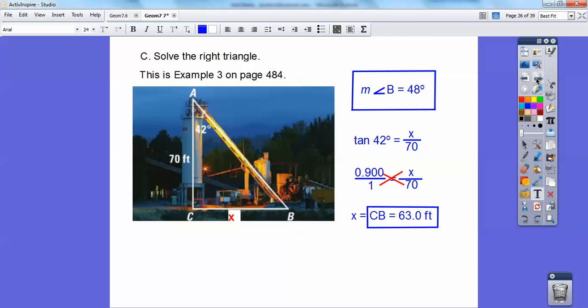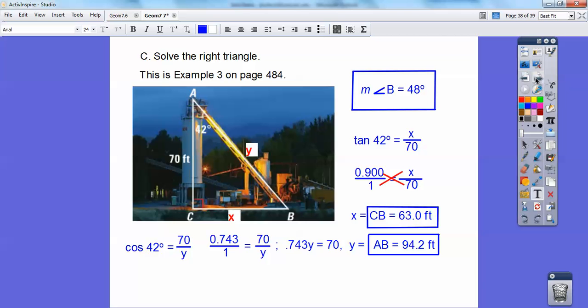I think it's easier, since we have our calculator, just to do the sine, cosine, tangent stuff, the trigonometry. So the cosine of 42 is 70 over y. Then you cross multiply and divide, and I get 94.2 feet.